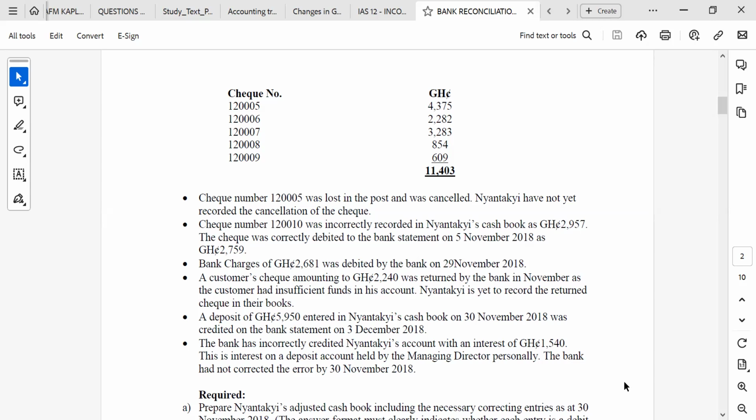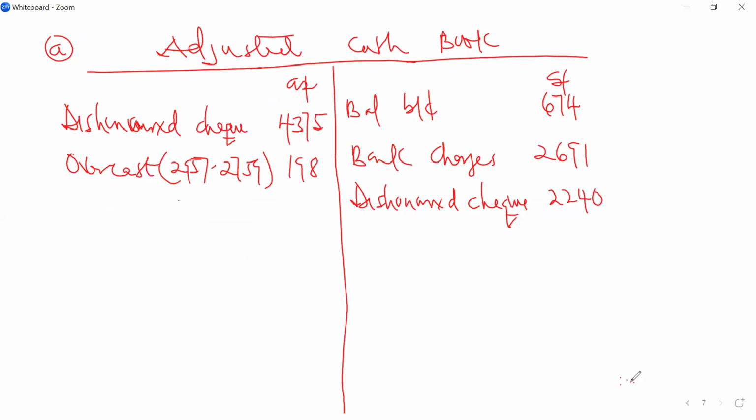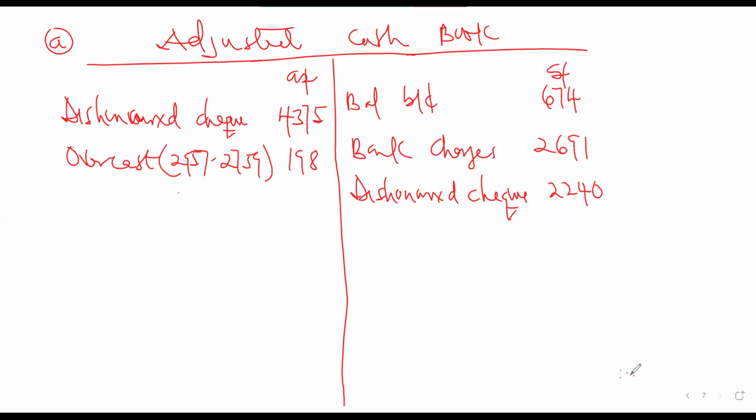So if this should relate to the entity, we are going to have interest income, which will be a debit, but this is not for us. So this will be a reconciliation item. The reconciliation items are those items that will not find their way into the adjusted cash book. Those are the items that we use.